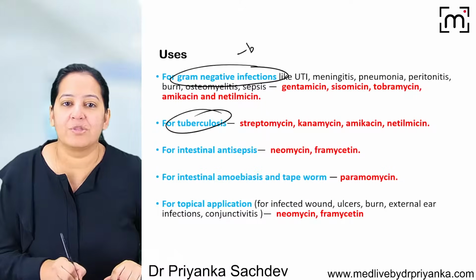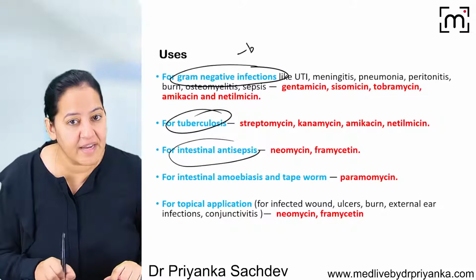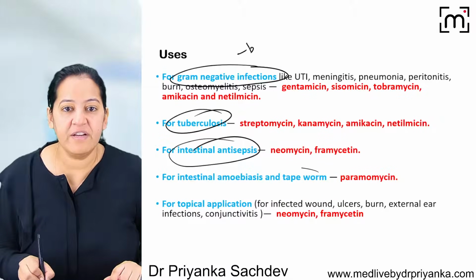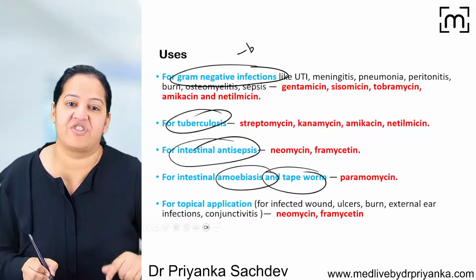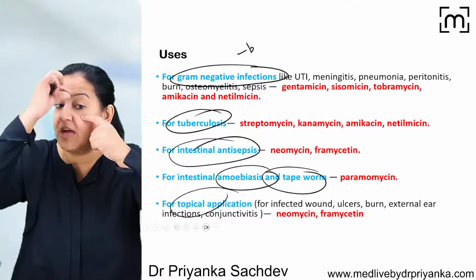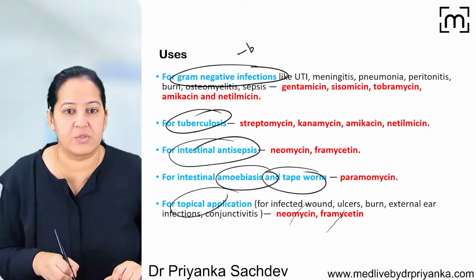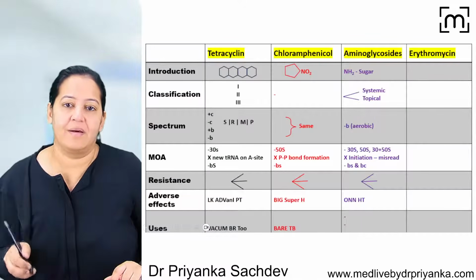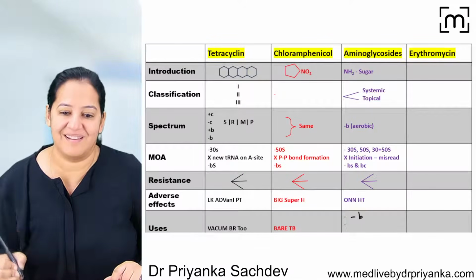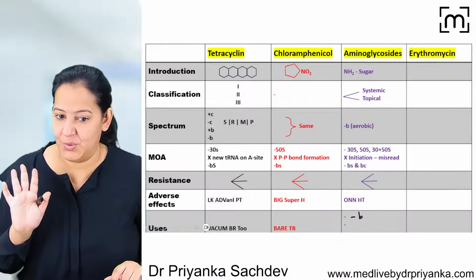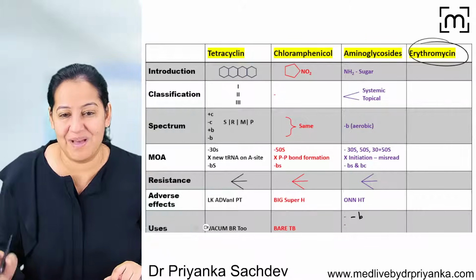We give it in TB also. We give it in intestinal antisepsis also. We give in tapeworm and other parasitic infections also. And for topical application in the eye drops, neomycin, framycetin we give, for conjunctivitis. So these are the uses you can learn. Basically it is for gram-negative bacilli if you want to learn the main use. Okay, coming on the last one, erythromycin, then we will compare.